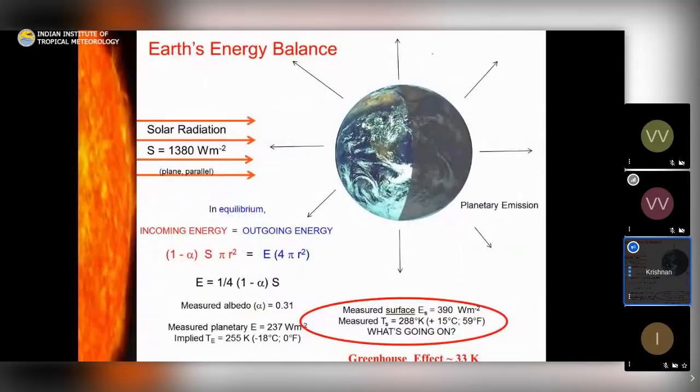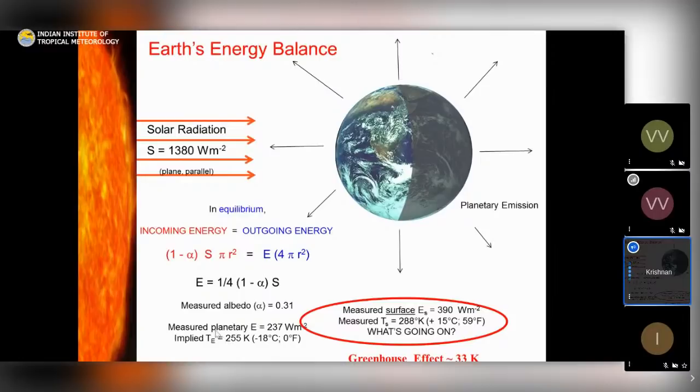And so when we start looking at the Earth's energy balance, we know that the solar radiation is about 1380 watts per meter squared at the top of the atmosphere. When we do a simple calculation between the incoming and the outgoing, we have an albedo of about 30%. So the incoming energy is basically 1 minus the albedo, times the solar constant, multiplied by the area of the disk, because the energy is falling on a disk, whereas the outgoing radiation is emitted by the entire globe, so you are multiplying by 4 pi r squared. When we do this balance, and we know the measured albedo of the planet is about 0.3, the planetary emission is about 237 watts per meter squared.